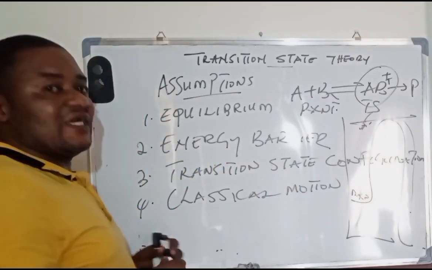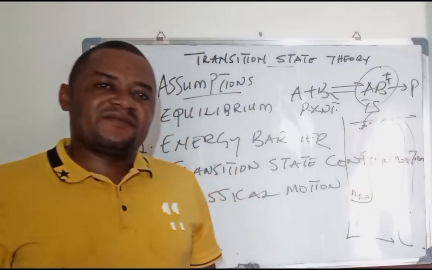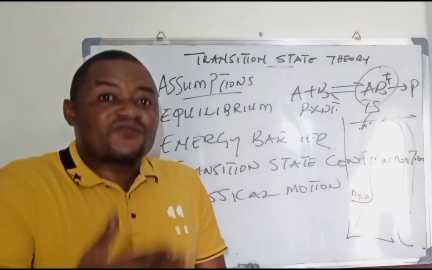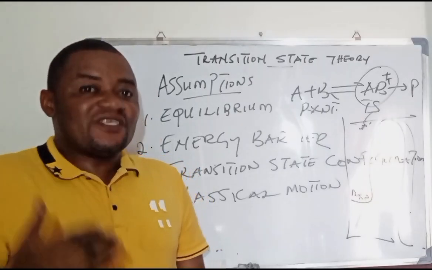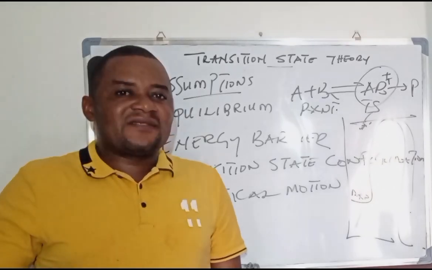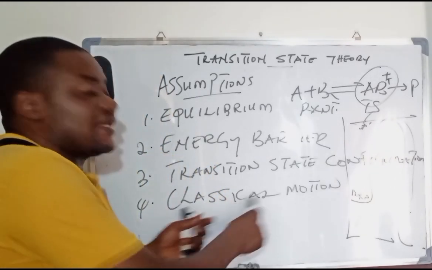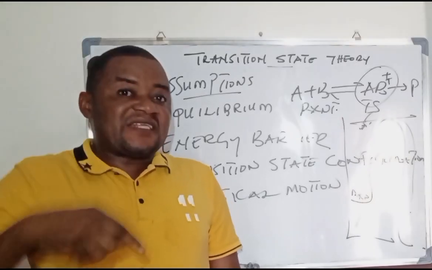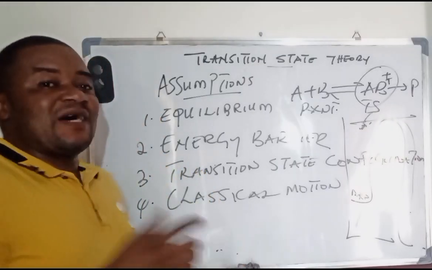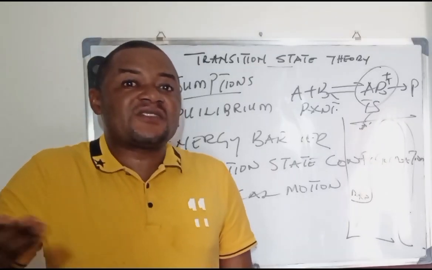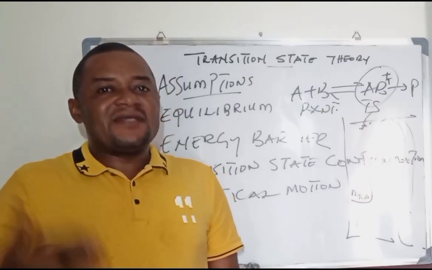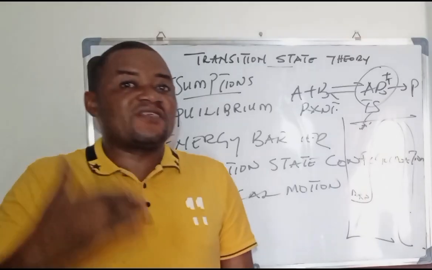Now, the classical motion. It believes that once the reactant surmounts the transition state, which is the highest energy, that energy barrier, a product will be formed as a consequence of classical motion, such that that product cannot be affected again by the transition state. That is what this means. The classical motion controls the product that is formed. It cannot be affected again by the energy barrier or by the transition state.